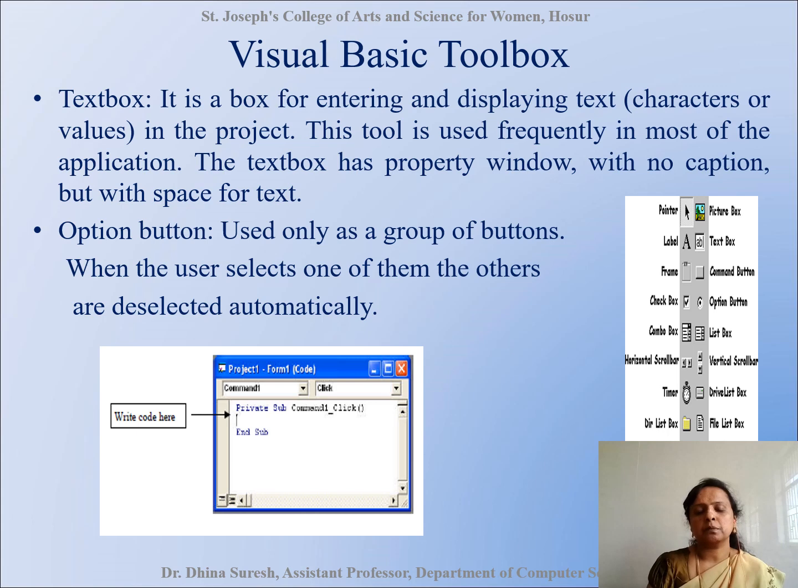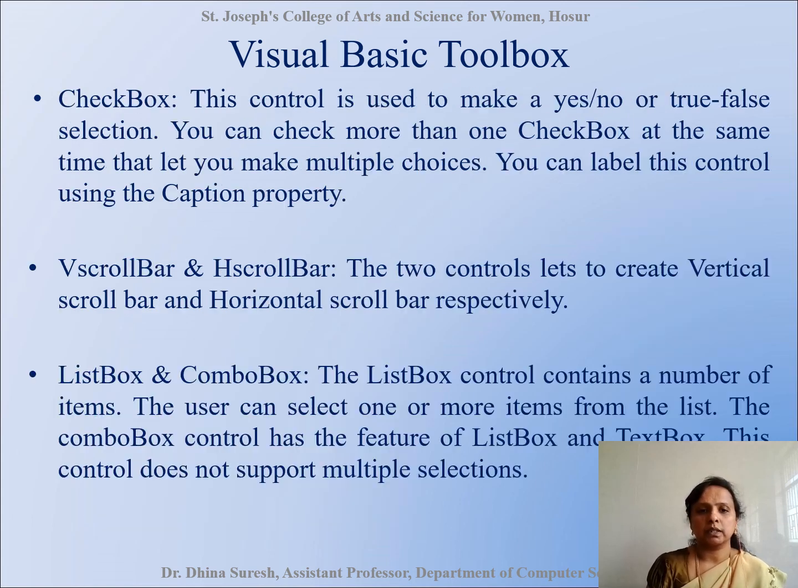Next, we have the option button. We can have a different number of options, but the user can select only one from the options. It is also called the radio button. The checkbox also, if there are many options, the user can select more than one from the checkbox. That is the difference between the option button and the checkbox. Next is the V scroll and the H scroll.